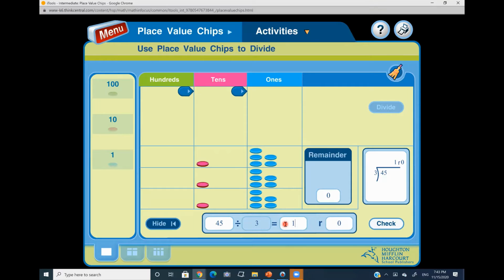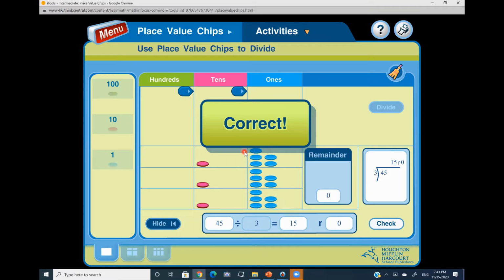1 ten in each group, which is this one, and 5 ones. So you notice my algorithm marks the same. So the answer is going to be 15. Now let's check that with manipulatives.